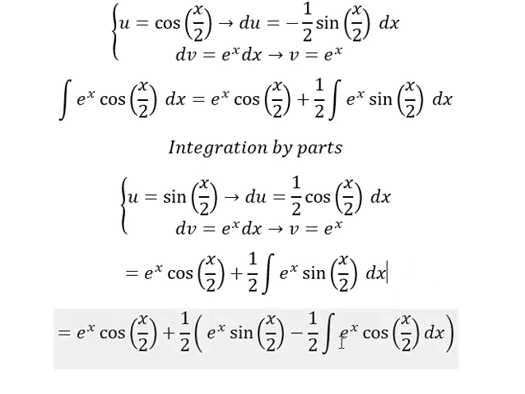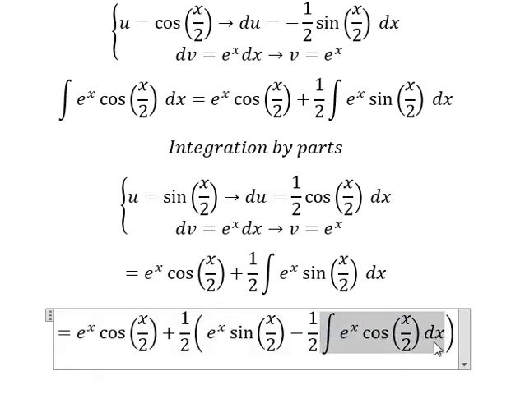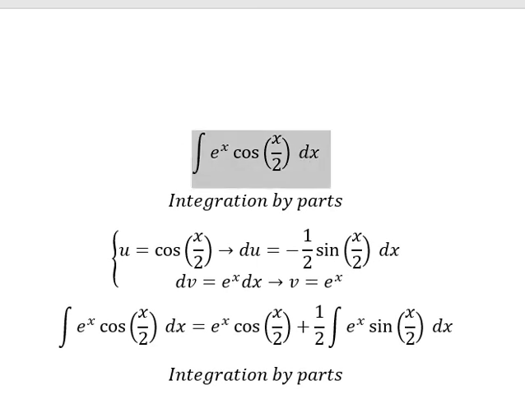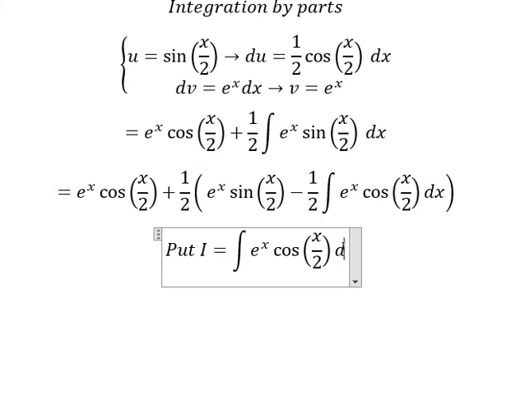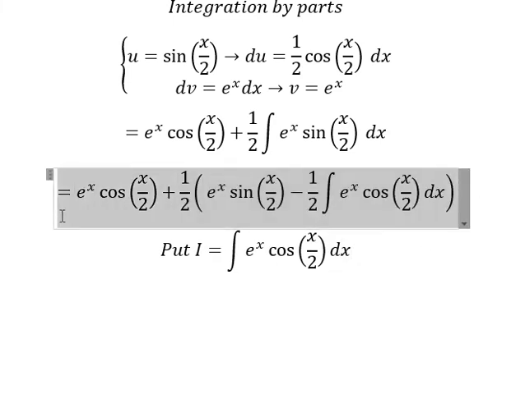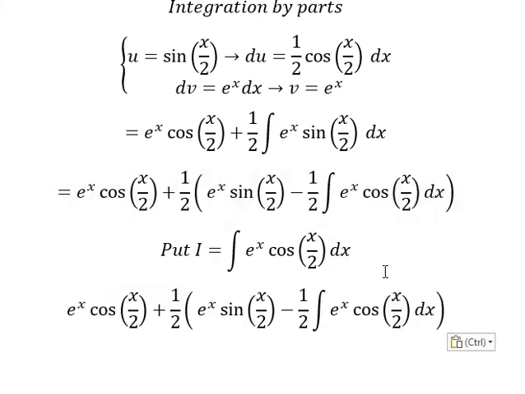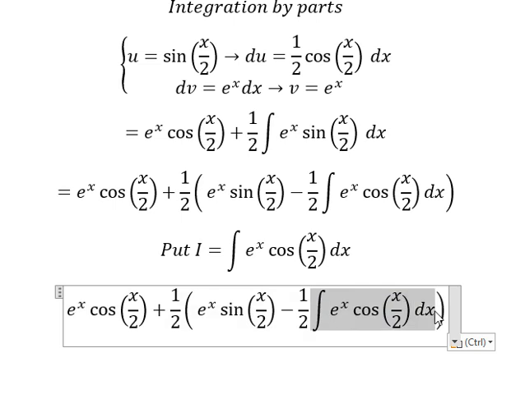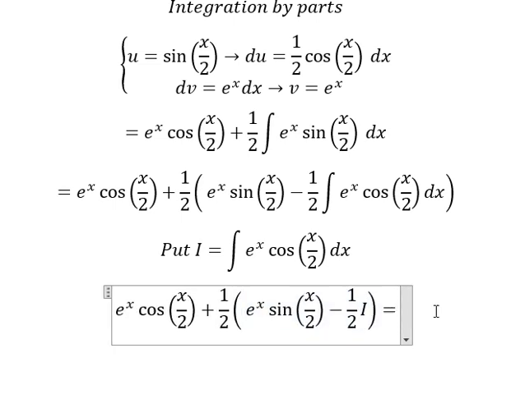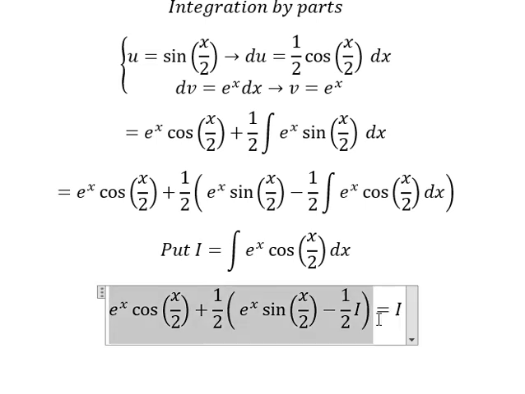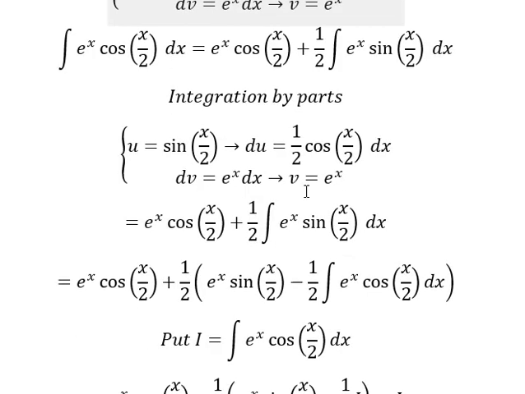So if we look carefully at this one, this is similar to this one in here. Now I will put capital I equals this integration. So this one I will put I equals I, because everything in here is similar to this one.